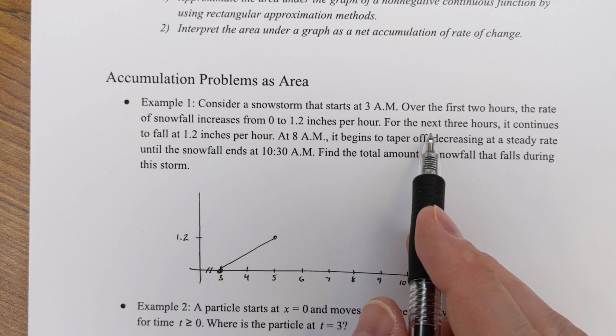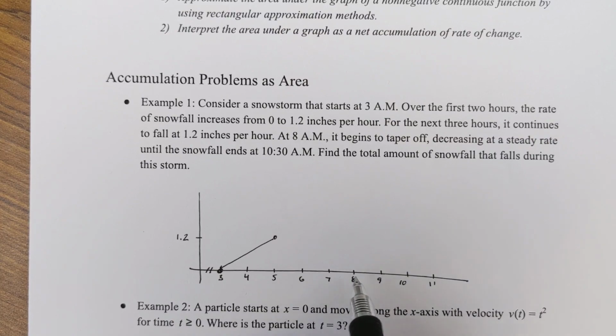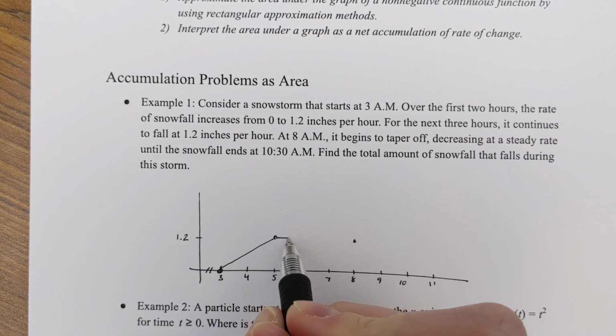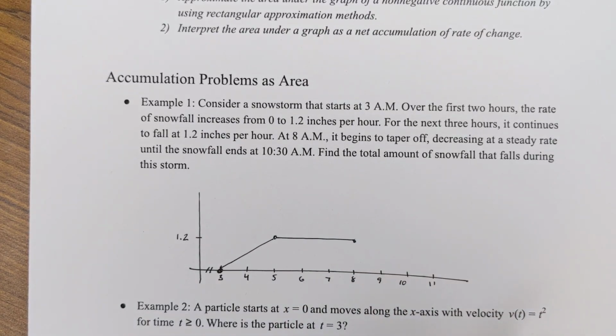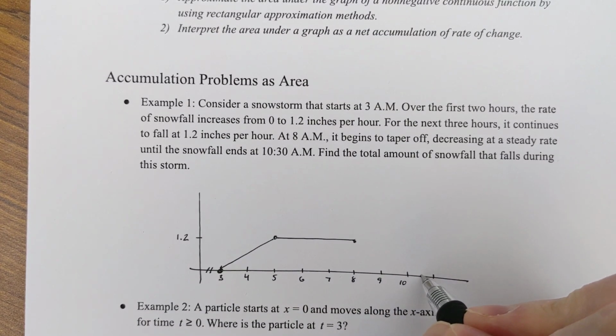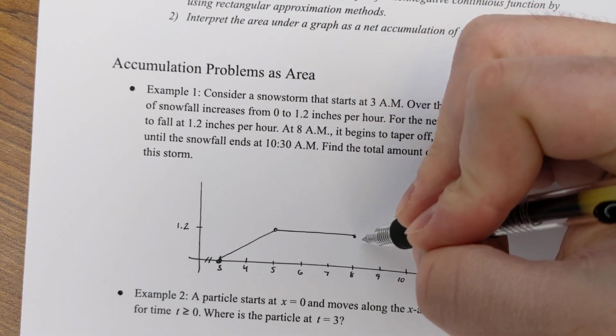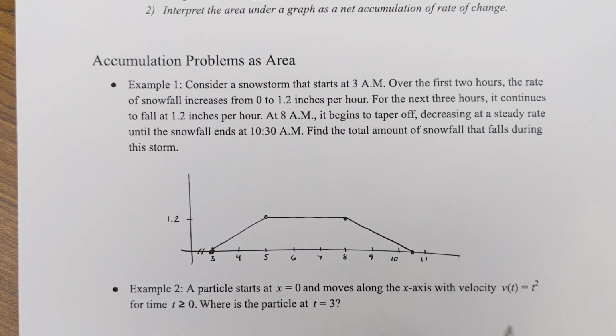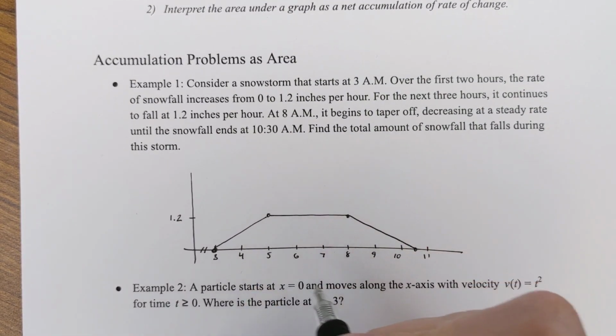And then for the next 3 hours, it continues to fall. So 5 to 6, 6 to 7, 7 to 8. At 8 a.m. here would be our next point. So the snowfall is constant there. And then it begins to taper off until it stops at 10:30. So what we're actually asking to do is find the area underneath this shape.